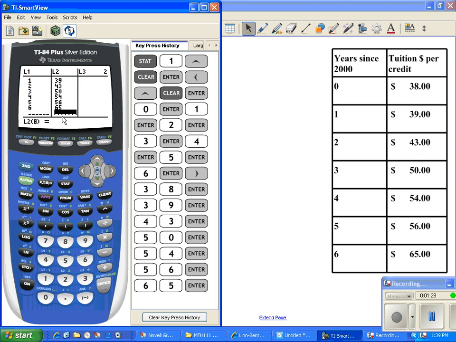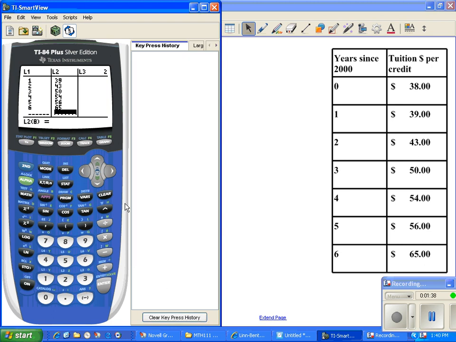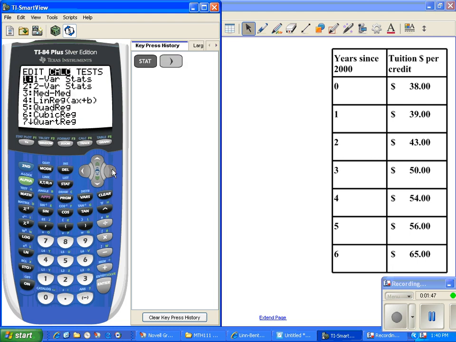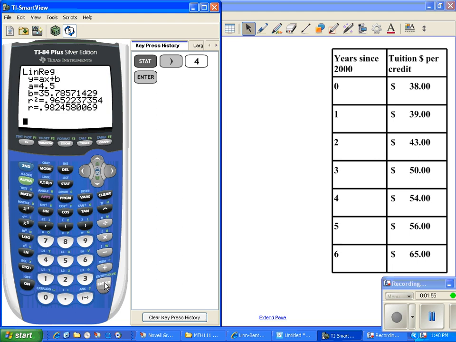Okay, so I've got my data in here, and I take a minute to double check that both my lists are the same length. I have the same number of values in my first column as in my second column. And what I need to do next is go into the stat menu again, so I hit stat and then go over to calculate. What I'm looking for is number 4, linear regression. And then I have to execute the command, so I press enter.